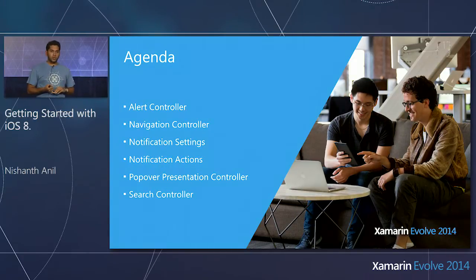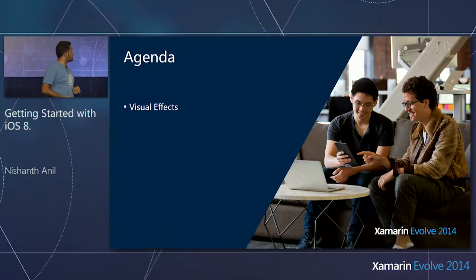We look at search controller. If you worked with search, there was search display controller. Now that's gone. It's going to be search controller, UI search controller. We'll look at what has changed there. We will look at split view controller, and then very nice visual effects that came in, the blur and the vibrancy effect. So we look at how do you do that in code.